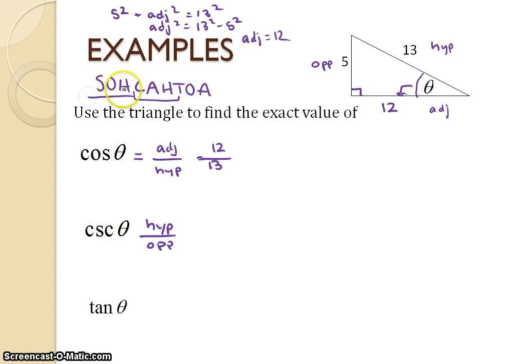Okay, cosecant, that is the hypotenuse over the opposite, because remember cosecant is related to sine. If sine is opposite over hypotenuse and cosecant is the reciprocal, it's hypotenuse over opposite. Now, hypotenuse is 13, the opposite is 5, so it's 13 over 5.